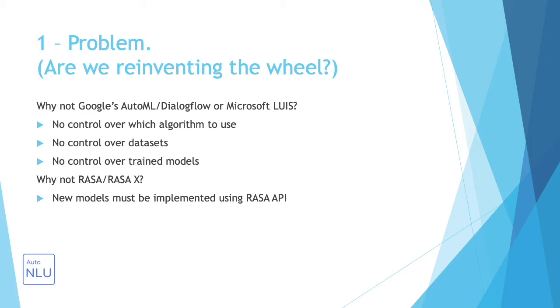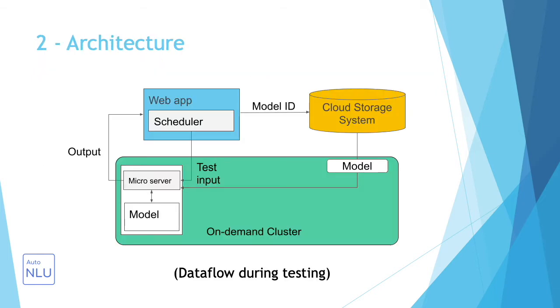And why not go with Rasa or Rasa X? The problem with Rasa and Rasa X is that from a research standpoint, they only support models implemented using the Rasa API. And here we introduce AutoNLU, an on-demand cloud-based platform with an easy-to-use interface that helps product teams and research teams to train and develop NLU components.